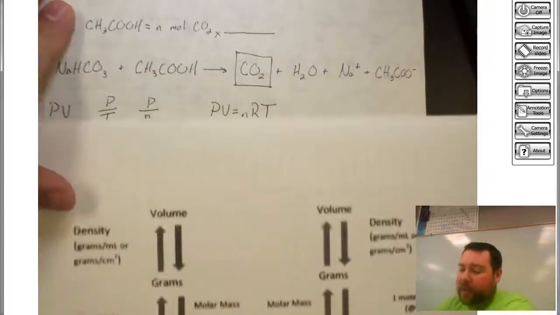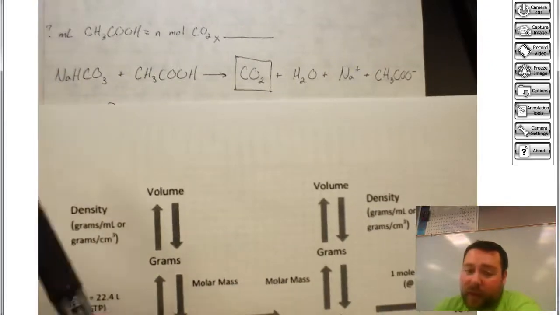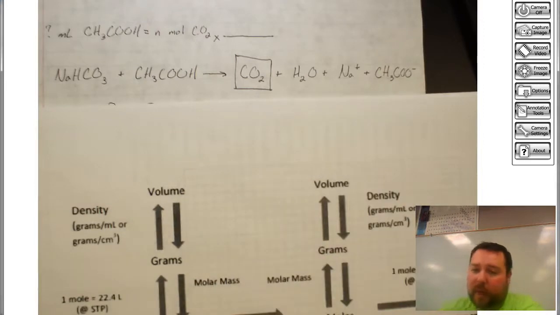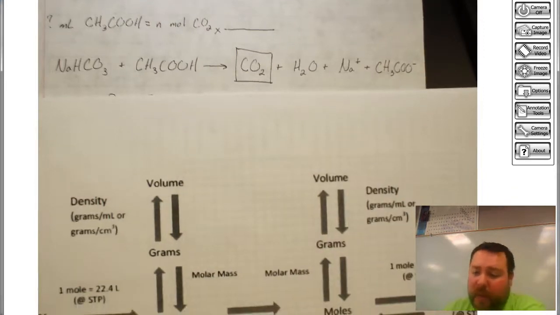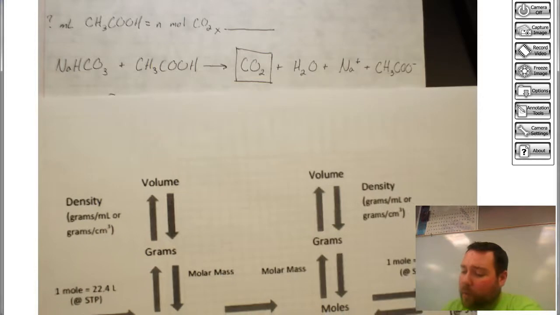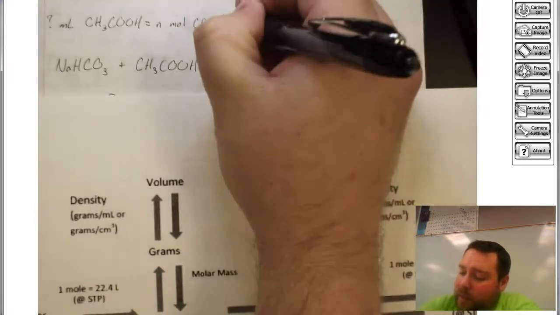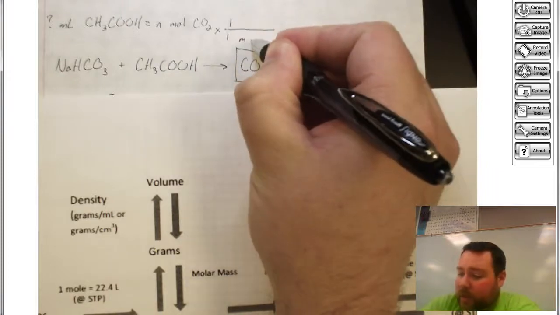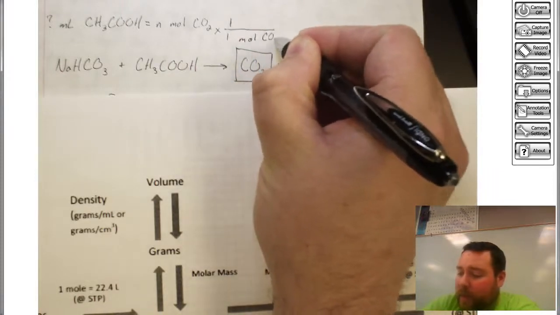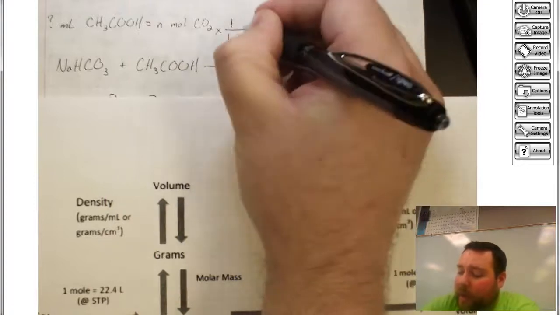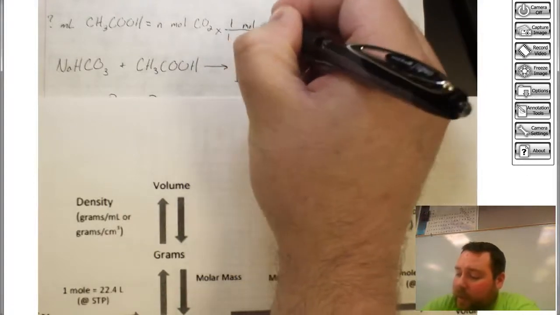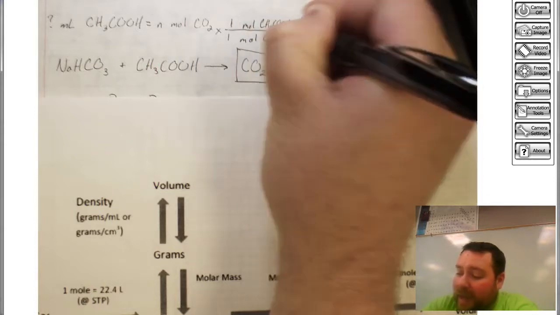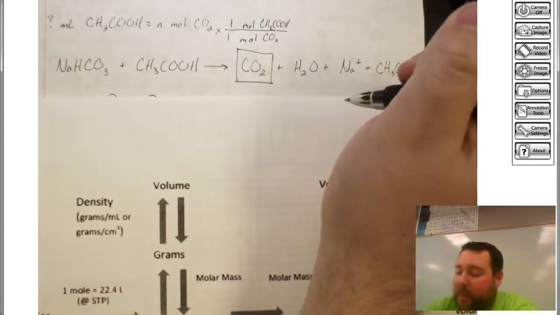Okay, and in my equation, my mole ratio is very easy because it's 1 to 1 to 1 to 1 to 1 to 1. Everything is already balanced, so there's not a whole lot of work to do on this one. This is just going to be a 1-to-1 ratio. Moles of CO2 are going to be on bottom because I want to cancel that out, and moles of CH3COOH, my acetic acid, is going to be on top.